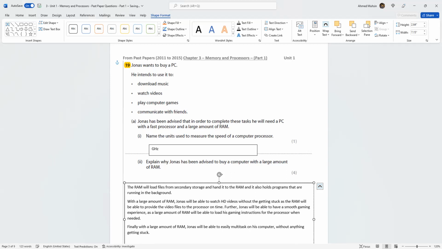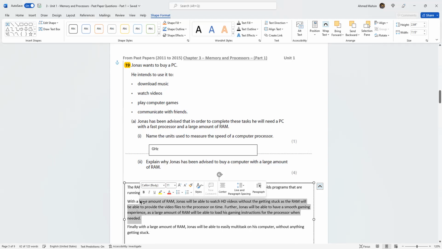Okay, so if you want, when you say multitasking, you can refer to downloading music, watching videos, playing computer games, or you can simply say multitask, because over here we have mentioned a lot. Okay, up to you.